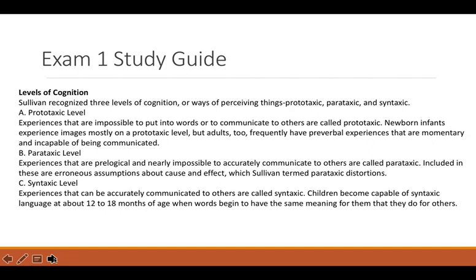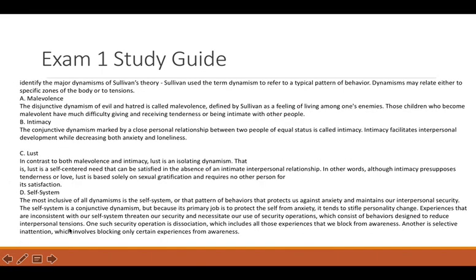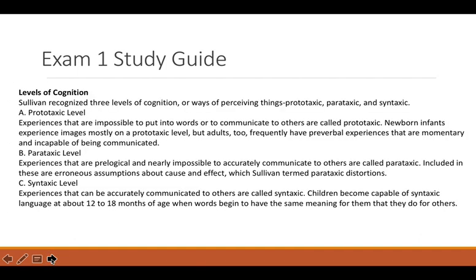For these three topics for Harry Stack Sullivan and interpersonal therapy, there are not a lot of questions on the last three slides: levels of cognition, personifications, and the dynamisms. It is good to know, but you will not have a lot of questions on these.